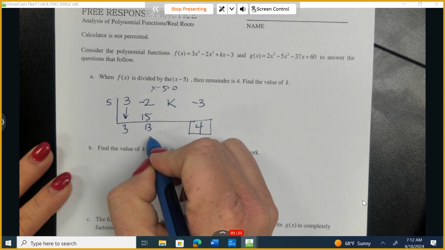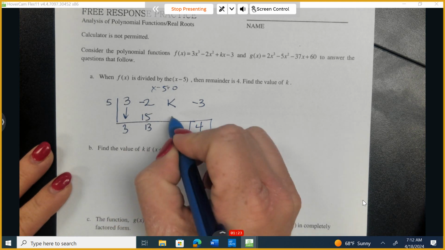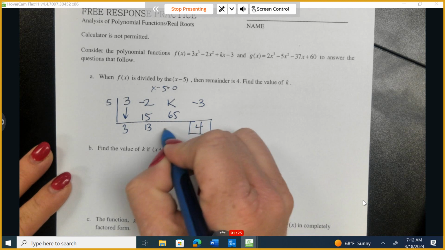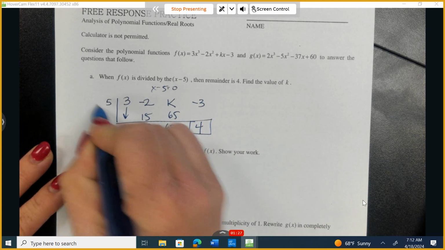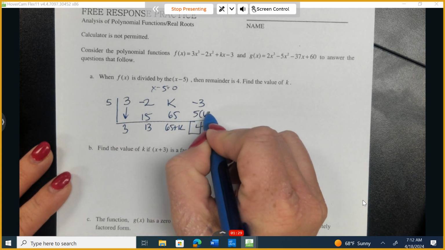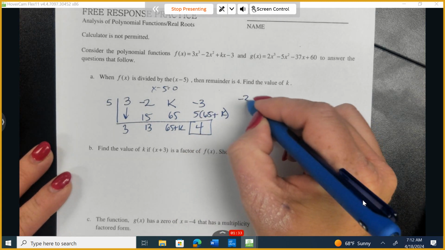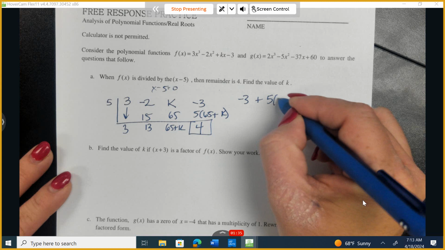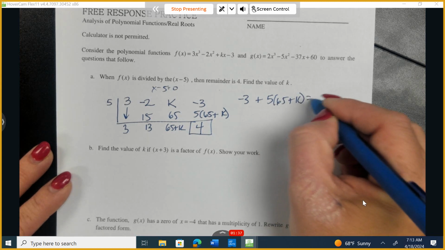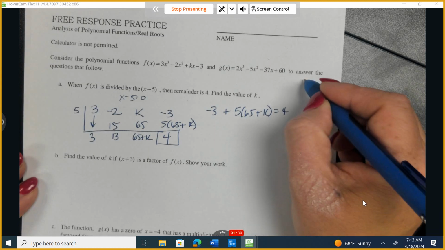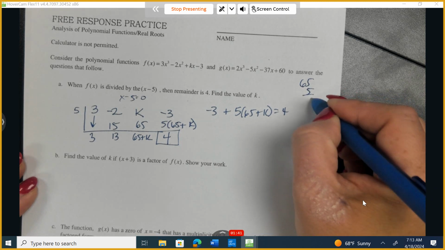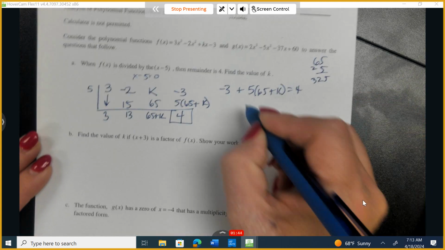Multiply, oh, you guys are going to help me here. 5 carry the 1. Is that 65? 65. Carrying down is 65 plus k. Now I'm going to take 5 times 65 plus k, and when I add down, I'm going to get 4. So I have -3 plus 5 times 65 plus k equals 4. I'm going to come off to the side here. 65 times 5 is 325.